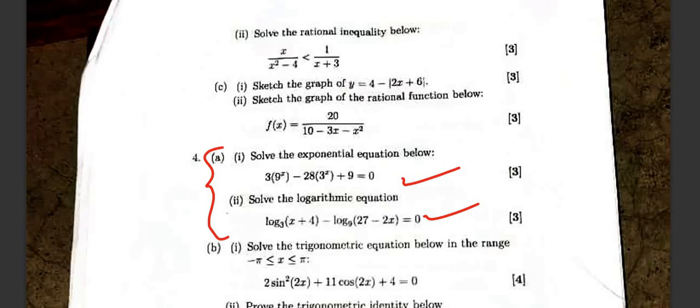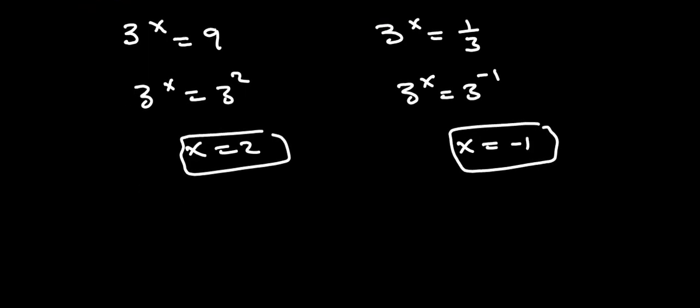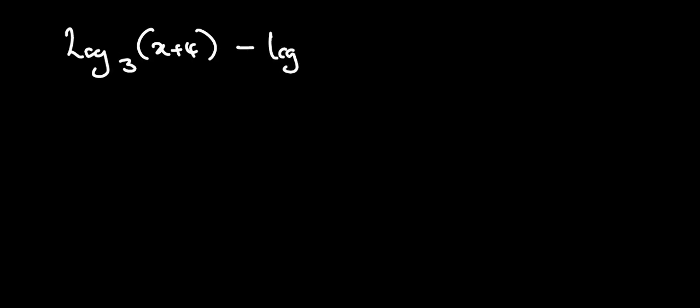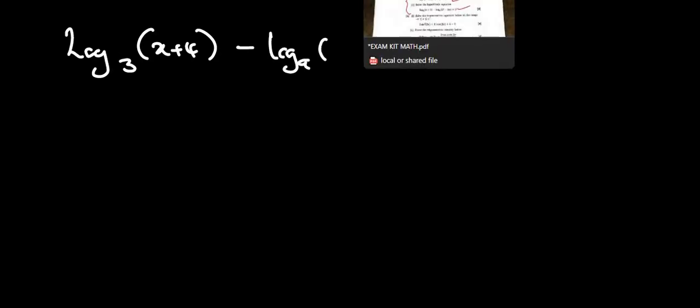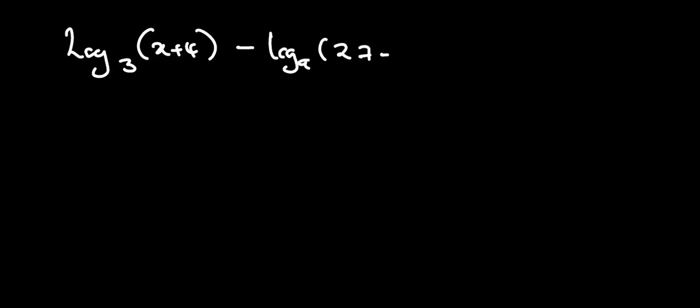Yeah, so you're having log of x plus 4 to base 3. So this is okay. We have those equations. There's log x plus 4, the base is 3, then minus log, the base is 9, of 27 minus 2x. 27 minus 2x is equal to 0.